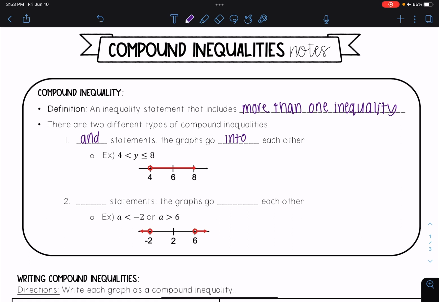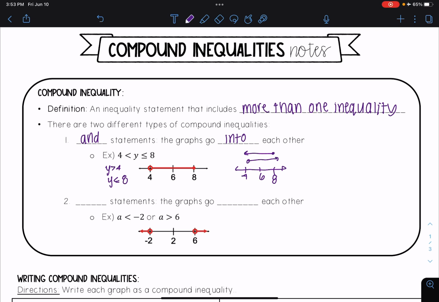And basically, this is the same thing as if we were to go ahead and graph both of these inequalities separately, as y is greater than 4 and y is less than or equal to 8. If I were to graph those, y is greater than 4 and y is less than or equal to 8. And so instead of graphing two different inequalities, we go ahead and just make them into the one line here.